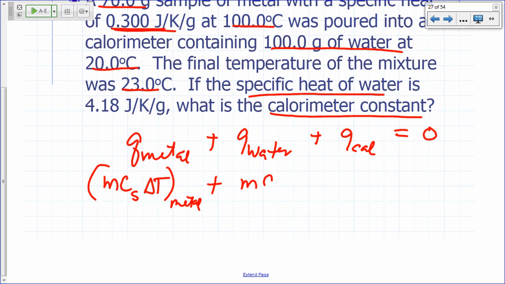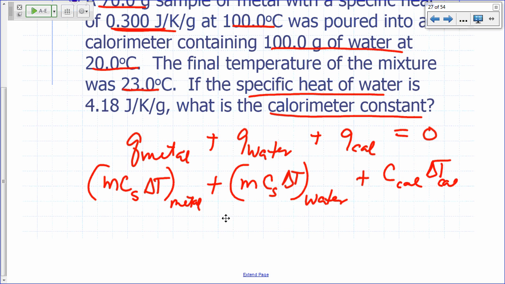Mass of the water, specific heat of the water times delta T of the water. And what's Q cal? The calorimeter constant times delta T for the calorimeter. What's delta T for the calorimeter? That's the same as the delta T for the water, because initially you have your water in your calorimeter. So this delta T for the water is the same as the delta T for the calorimeter. And you know all your delta T's, you know all your masses, you know your specific heats.